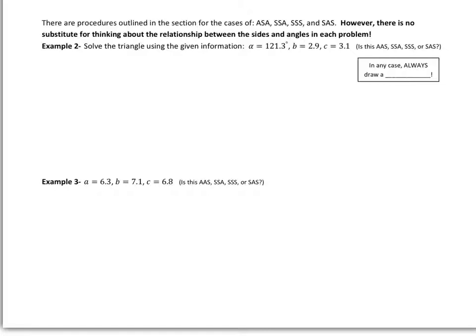So, but there's sometimes when you're going to have to use the law of cosines. It depends on what we're given. And the more you practice with this, the more you'll be able to see how it works, okay? All right, so let's solve this triangle now, using the given information. So we've got an angle and two sides.